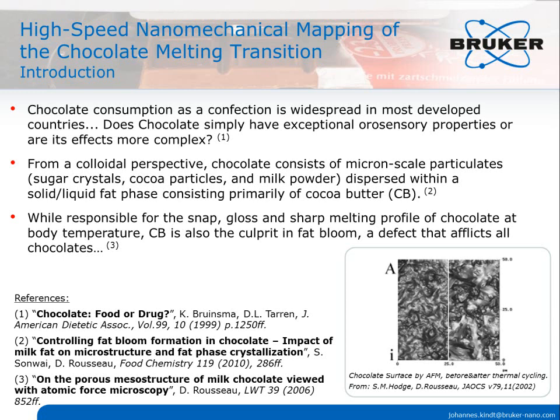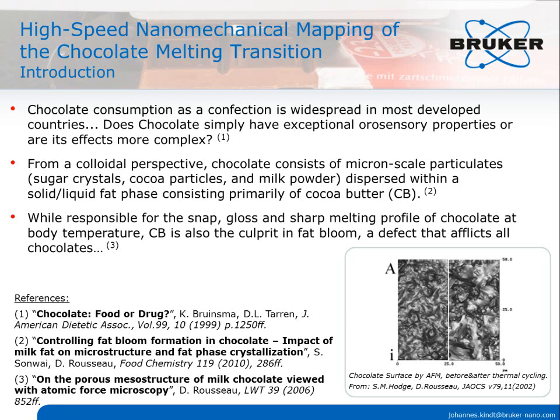From a colloidal perspective, chocolate consists of micron-scale particulates, sugar crystals, cocoa particles, and milk powder, dispersed within a solid liquid fat phase, consisting primarily of cocoa butter. While responsible for the snap, gloss, and sharp melting profile of chocolate at body temperature, cocoa butter is also the culprit in fat bloom, a defect that afflicts all chocolates.